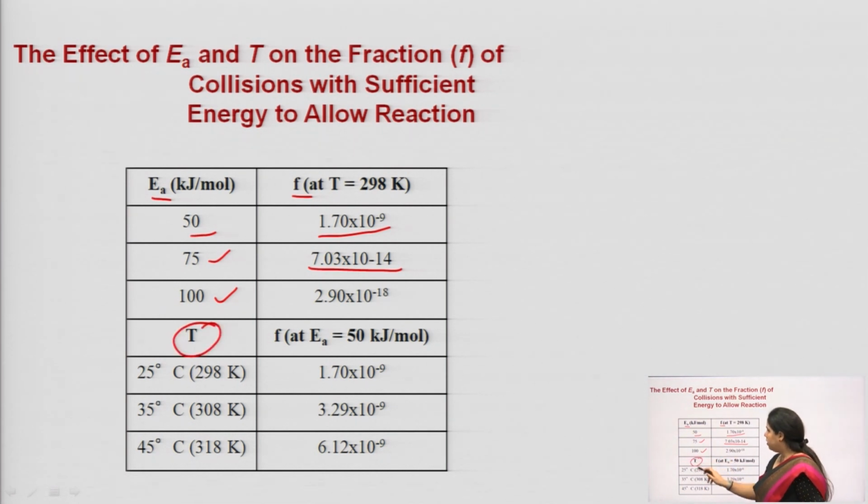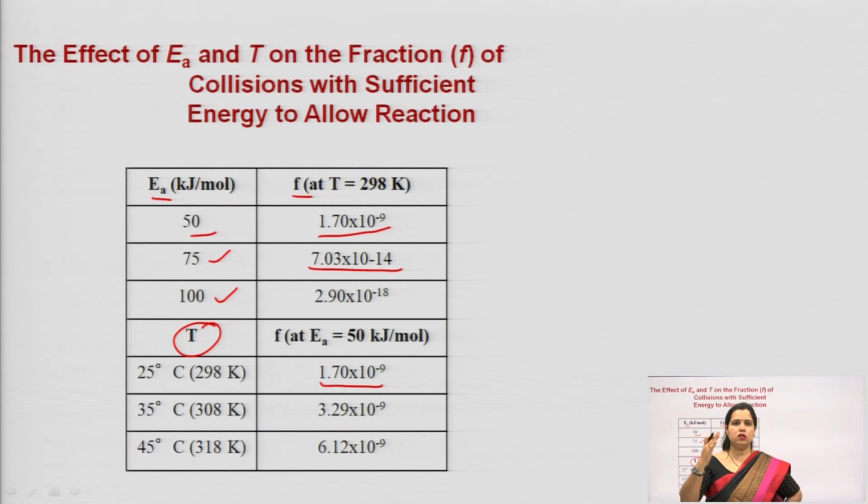So, how is it calculated? The fraction F at E A equal to 50 kilojoule per mole. In terms of centigrade, at 25 degree centigrade the value will be the same; at 35 it is 3.29 and at 45 it is 6.12. So, we see that as the temperature is increased, the fraction of collisions with sufficient energy also increases. So, we can say that the rate of reaction is increasing with the increase in temperature.